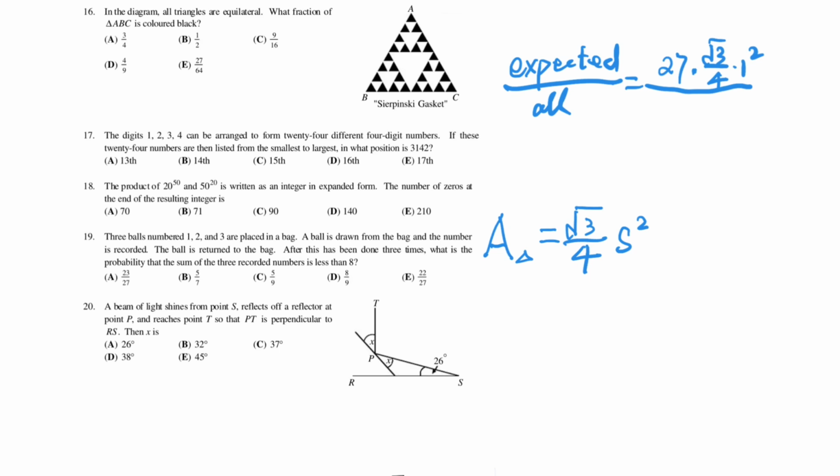What's the total area? So we count what's the side length of this one? 1, 2, 3, 4, 5, 6, 7, 8. That's the 8. Because that's an equilateral triangle, the area is root 3 over 4 times 8 square. 8 square is 64. Now we simplify this.